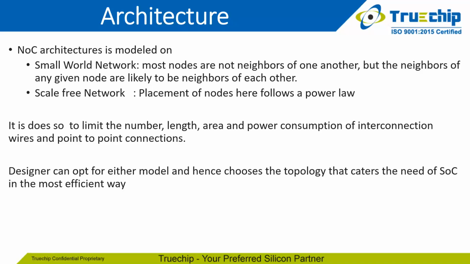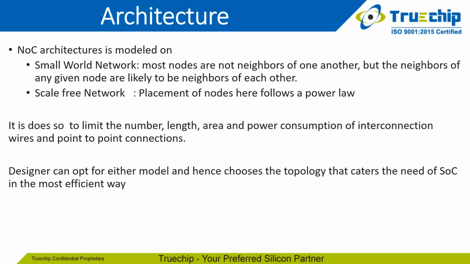They can be small world networks. In this, most of the nodes are not neighbors to one another, but they are likely to be neighbors of each other. Apart from this, we can have scale-free networks as well, where placement of nodes follows the power law. So they can be scattered also.